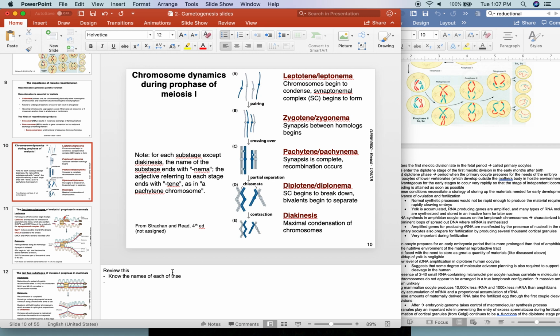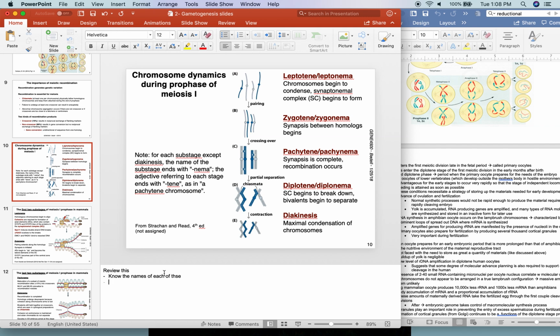Now remember, this is prophase 1. What comes after prophase? Metaphase. So these chromosomes have to start pulling apart. They actually get a little bit more condensed too. So they're kind of pulling apart and getting shorter to allow them to line up.